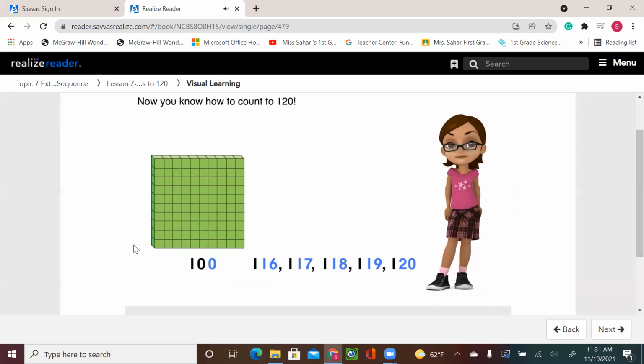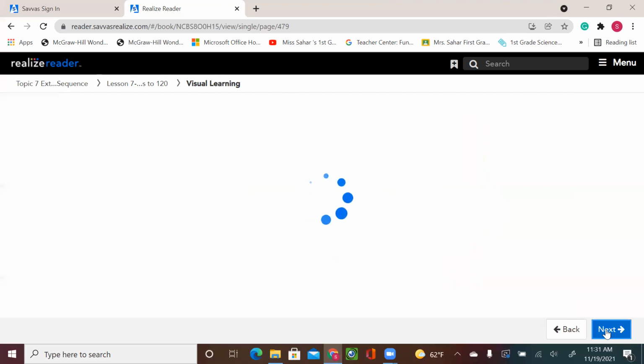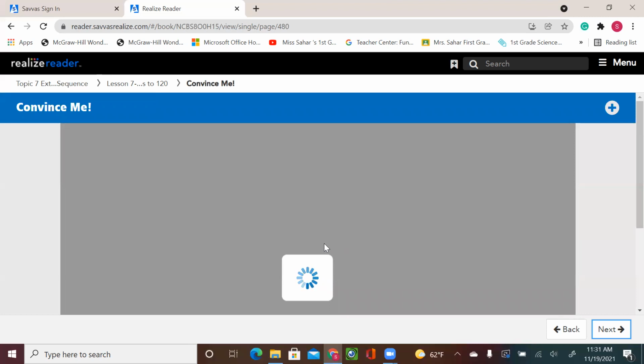So we have a block of 100, and then we're going to add 1. So it's going to be 101. Another one, we're going to have 102. A third block, 103, 104, 105. So we read the 100 first, and then the 2-digit number, till you reach 120. All right, let's see our guided practice, page 290.